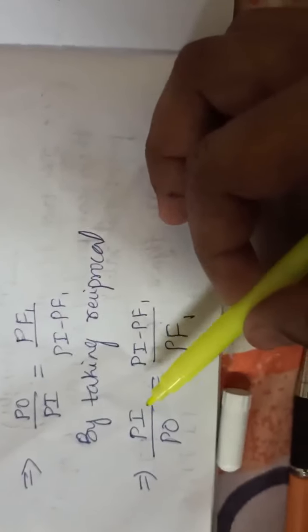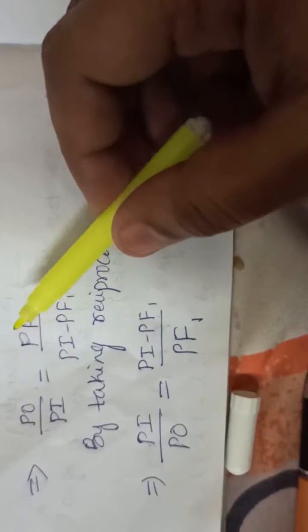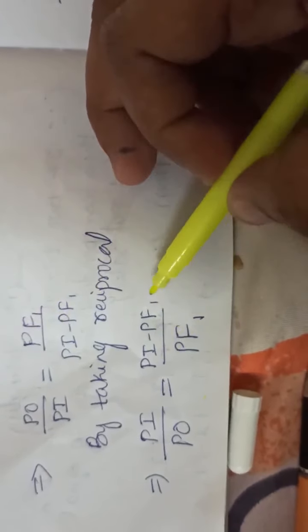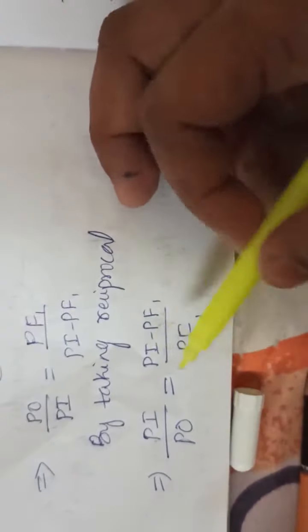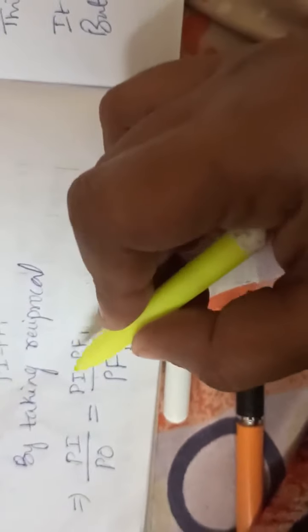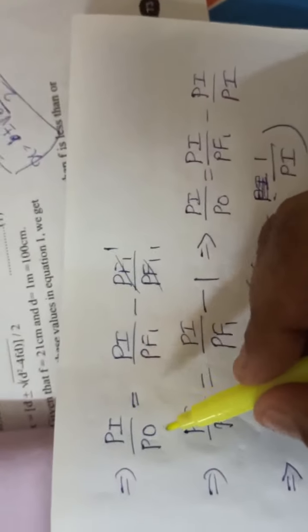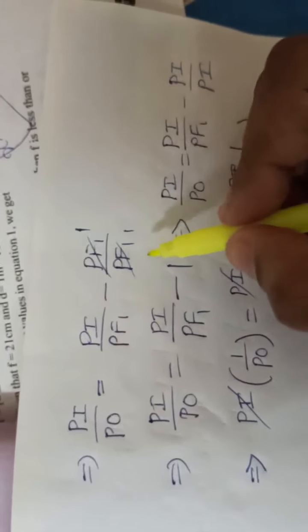By taking the reciprocal of this equation, we can write PI by PO. Reciprocal I am taking, children. Here also we need to take the reciprocal: PI minus PF1 by PF1. I am just writing the reciprocal of this equation. Next, if we write these two terms separately, like this, we get PI by PO is equal to PI by PF1 minus PF1 by PF1.